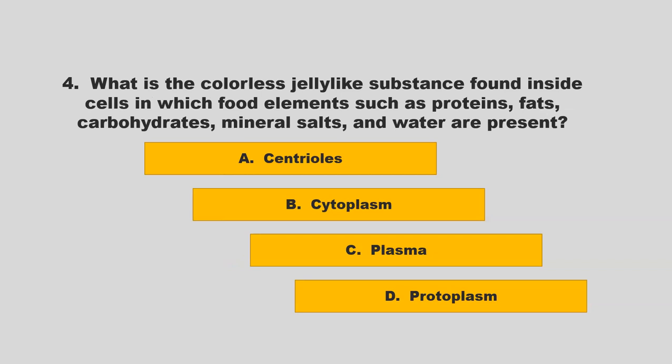What is the colorless, jelly-like substance found inside cells in which food elements such as proteins, fats, carbohydrates, mineral salts, and water are present? Centrioles, cytoplasm, plasm, protoplasm. If you chose D, protoplasm, you are correct.